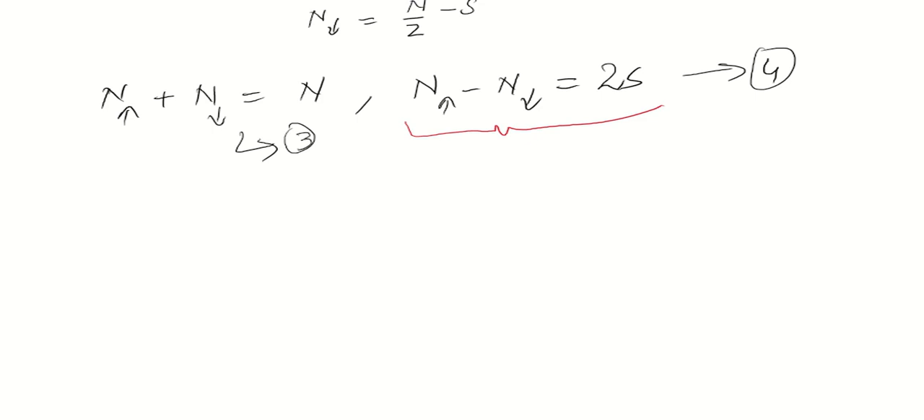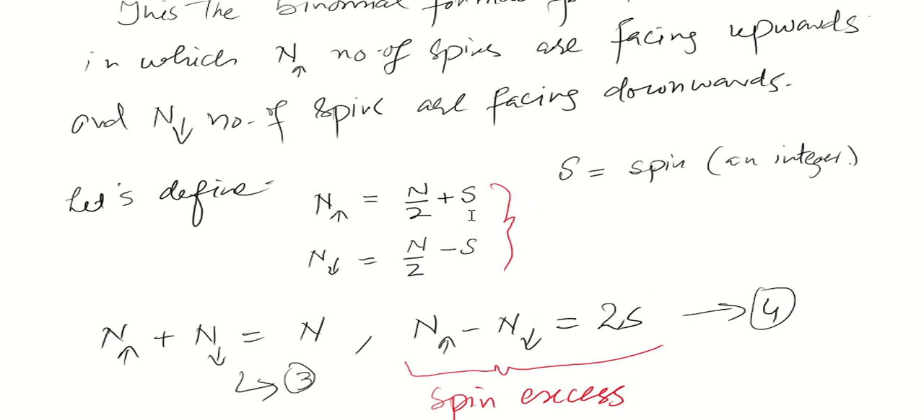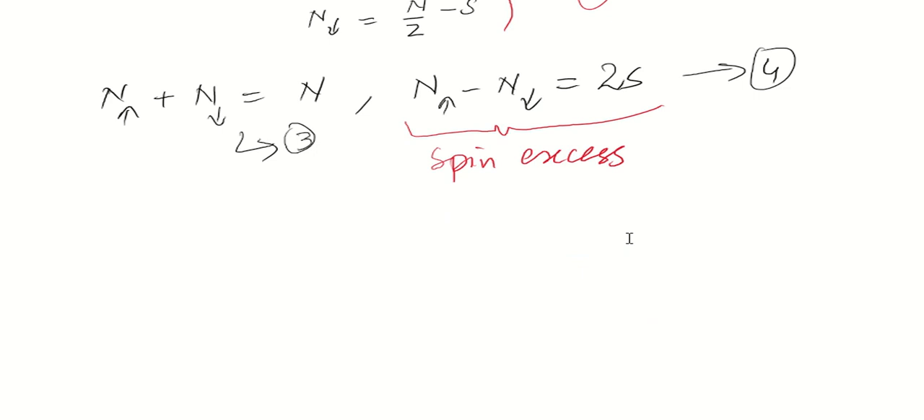Spin excess means the extra spin. If this number is positive, the up spins are more, and if it is negative, the down spins are more. This 2 is also convenient for us in later calculations. I will show you how, but for the time being, these two equations we name equation 2, and this is 3 and 4. And now we proceed to our further calculations.